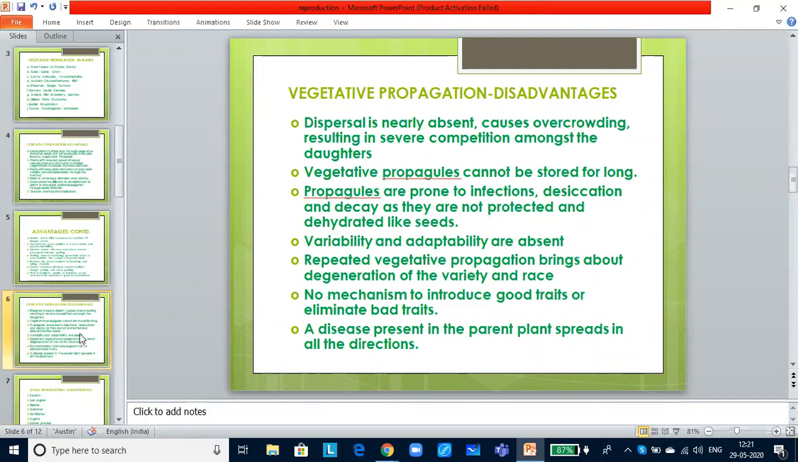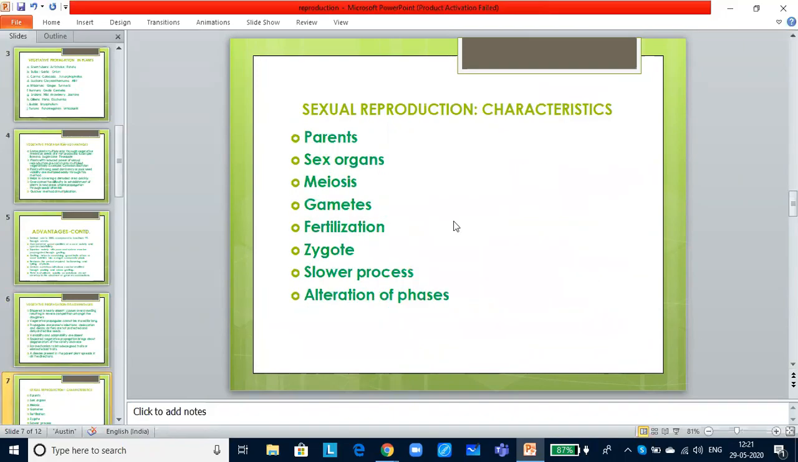Now we have seen a list of the disadvantages of vegetative propagation. Now let us look into sexual reproduction. What are the characteristics? There are two parents, female parent and male parent. Both sexes will have their particular set of organs. Females will have female sex organs, and they will undergo meiosis during the production of the gametes. Gametes that are formed will be subjected to fertilization. Upon fertilization, they will become a zygote. Now, these are the features of sexual reproduction.